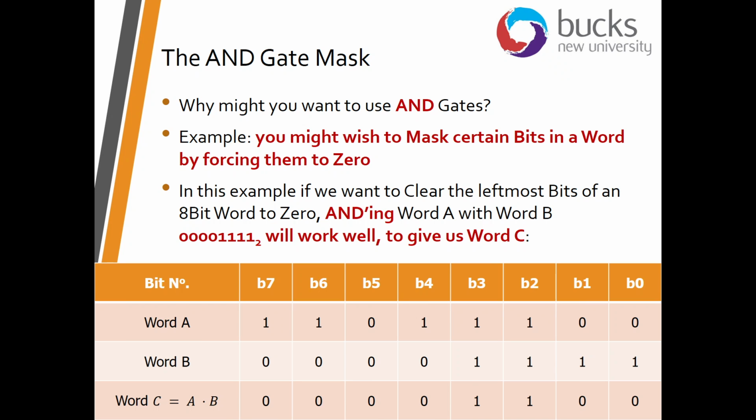So in this example, we want to clear the leftmost bits of an 8-bit word to 0, and by ANDing word A with word B, where word B is a specific mask, that will work well to give us word C. So you can see we're using word B as a masking process. B is specifically set up with all ones in the first 4 bits from the right-hand side, and the last 4 bits are left at 0.